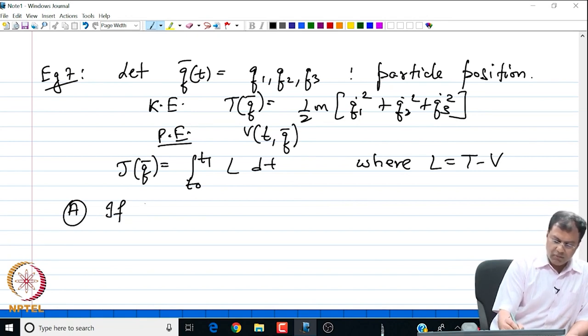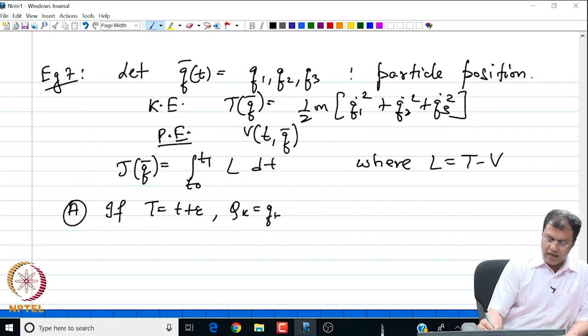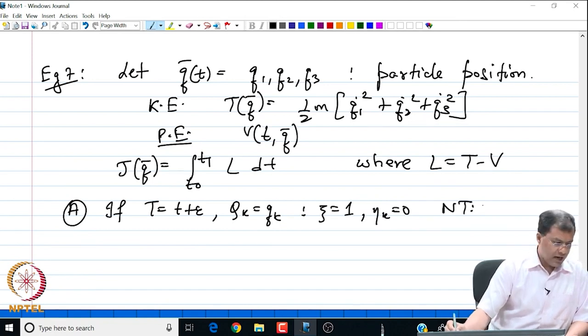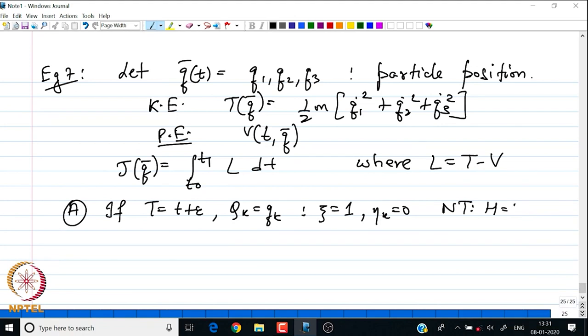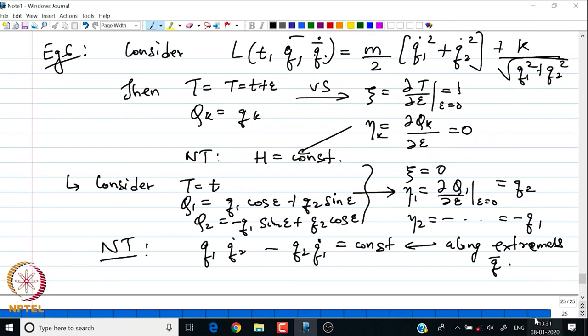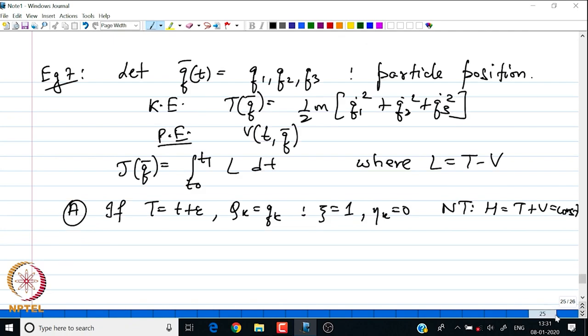Students can check these transformations. If I take the translational transformation t equal to t plus epsilon and Q_k equal to q_k, I see that my infinitesimal generators are xi equal to 1 and eta_k equal to 0, and Noether's theorem tells me that I get H, which turns out to be T plus V, equal to a constant. Essentially, for this transformation, I am satisfying the conservation of energy.